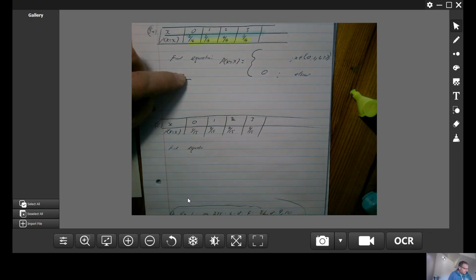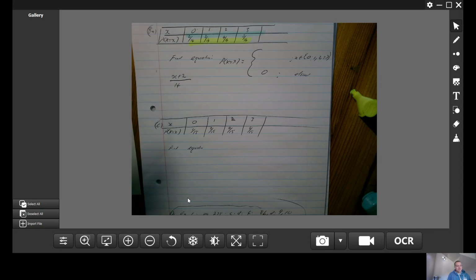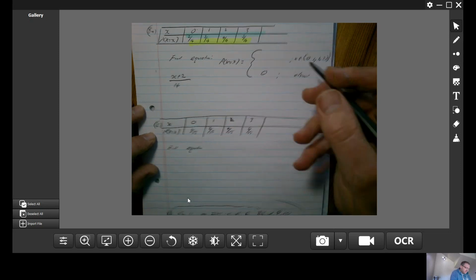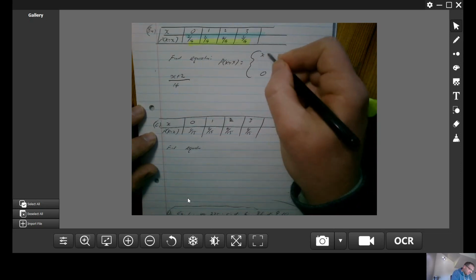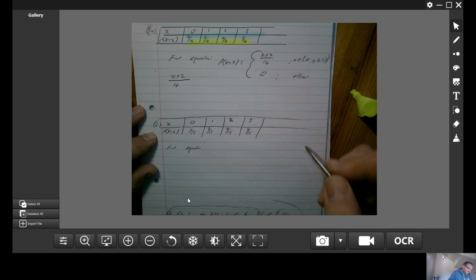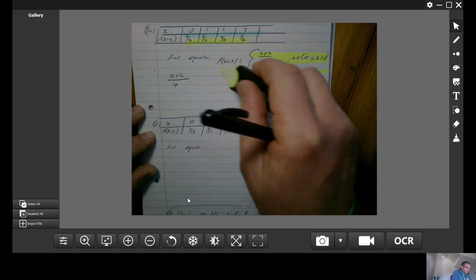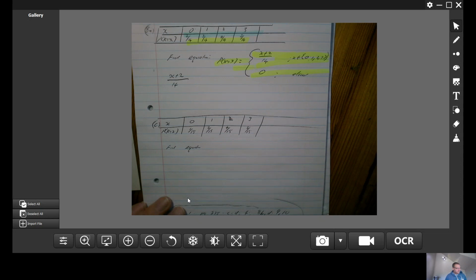Always check if it's working. Okay, if x is 0, you get 2 over 14. If x is 1, you'd get 3 over 14. If x is 2, 4 over 14. If x is 3, 5 over 14. So it's working. So the probability mass function is going to be x plus 2 over 14 when x is an element of 0, 1, 2, and 3, and 0 elsewhere, and that is your answer.